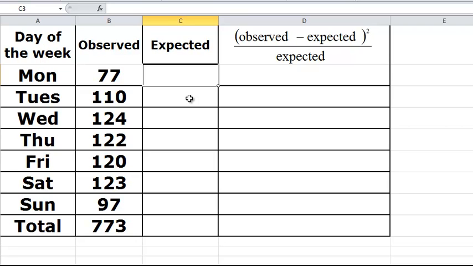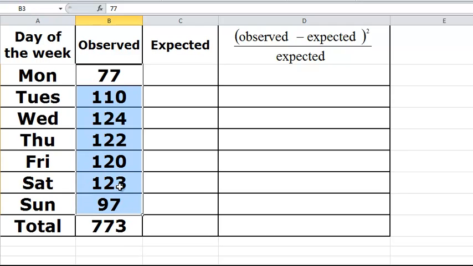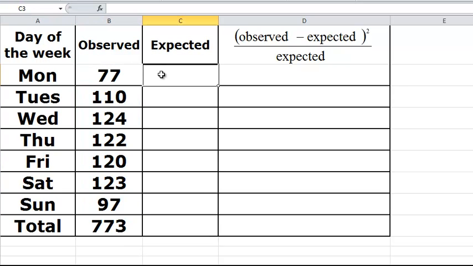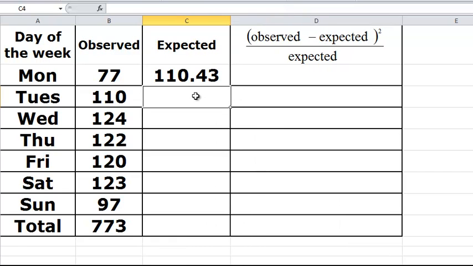We are testing the null hypothesis that these values should be evenly distributed along the week, or any of these is equally likely to occur on any given day of the week. So if that is true, then for any given day the value has to be how much? Approximately 110.43. And that is going to be the case for each one of them.